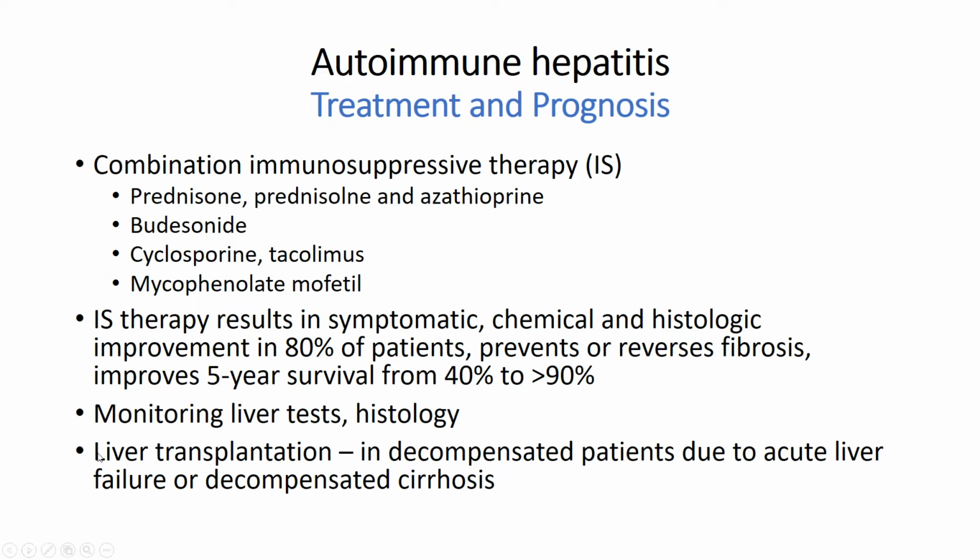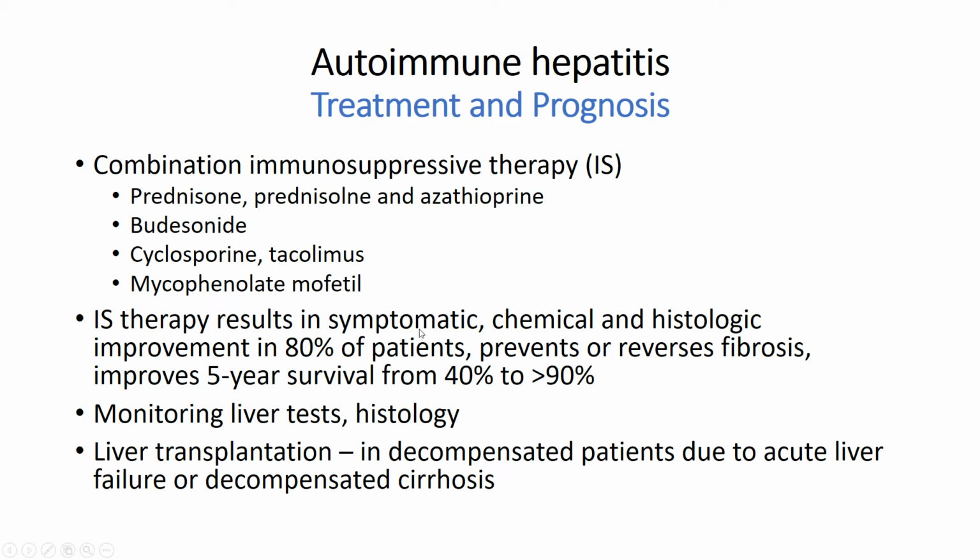What is the treatment? It's a combination of immunosuppressive therapy, comprising prednisone or prednisolone, and azathioprine. This is a next-generation immunosuppressive agent, budesonide. Then you have the calcineurin inhibitors, cyclosporin and tacrolimus. These are used in the transplant setting, as well as mycophenolate mofetil. So immunosuppressive therapy results in symptomatic, chemical, and histologic improvement in approximately 80% of patients. It can prevent or reverse fibrosis, and it improves the 5-year survival from 40% to greater than 90%.